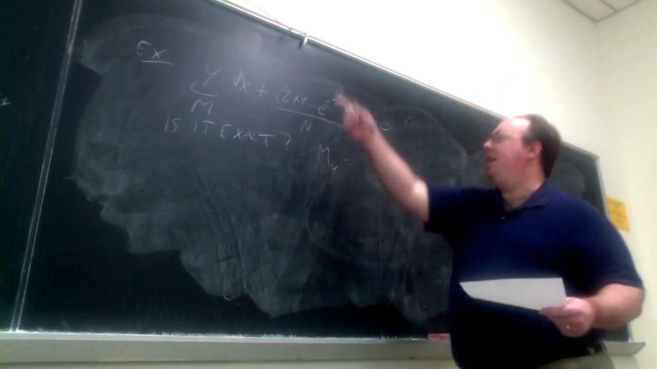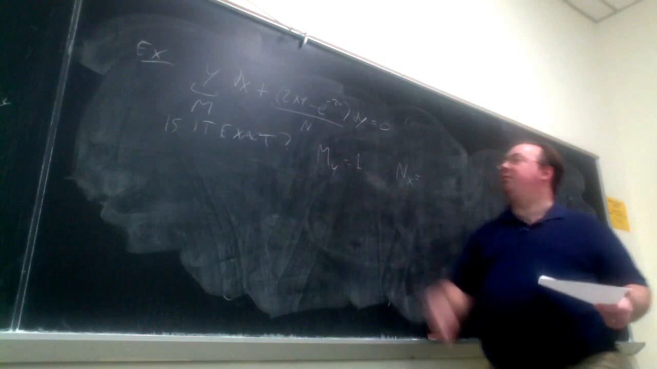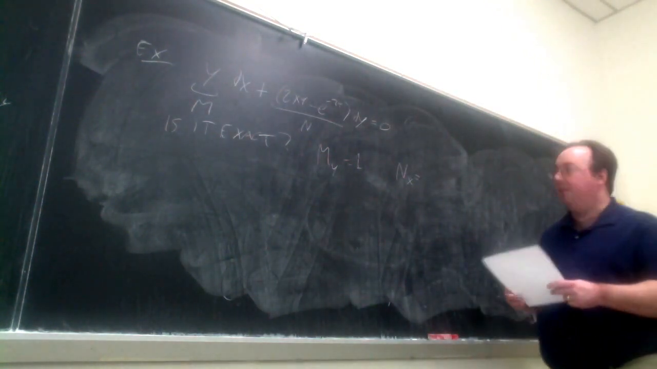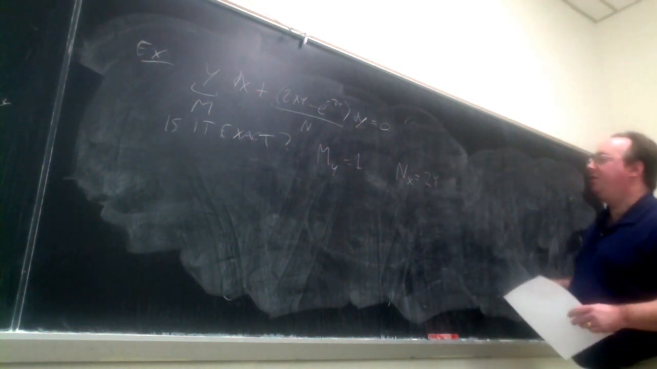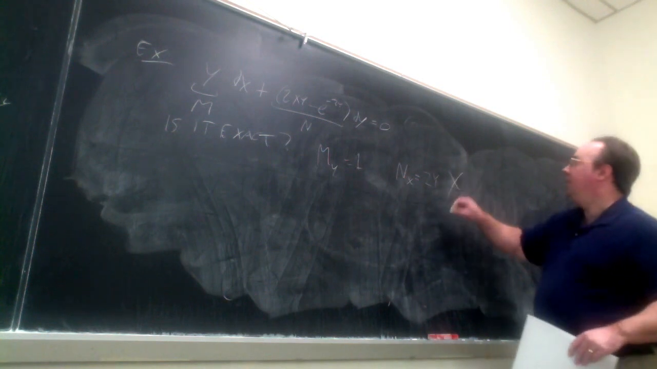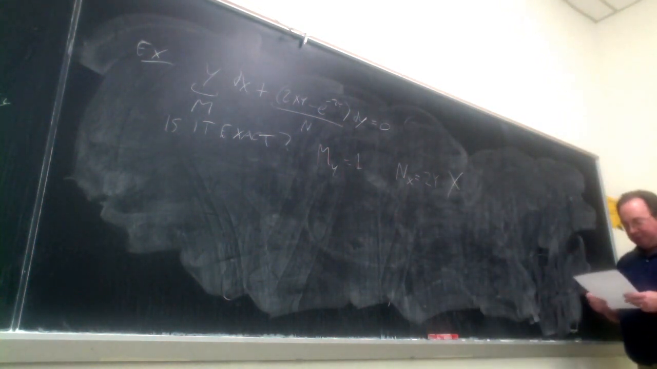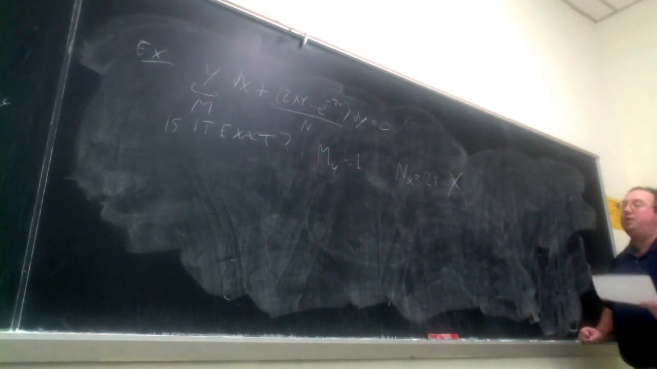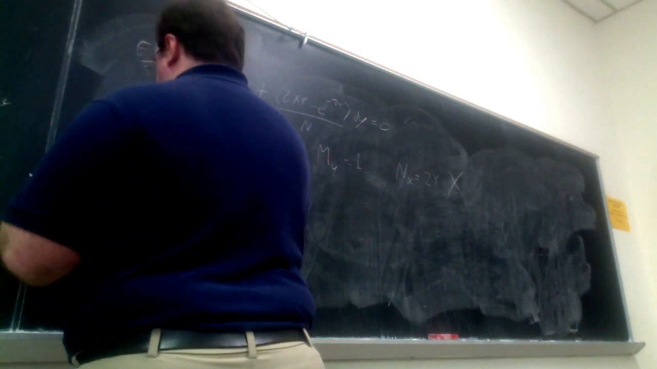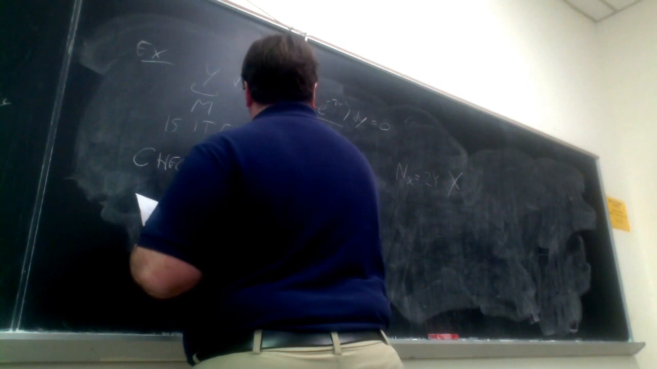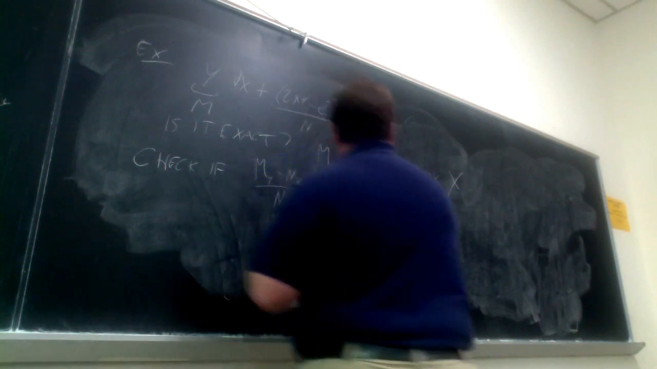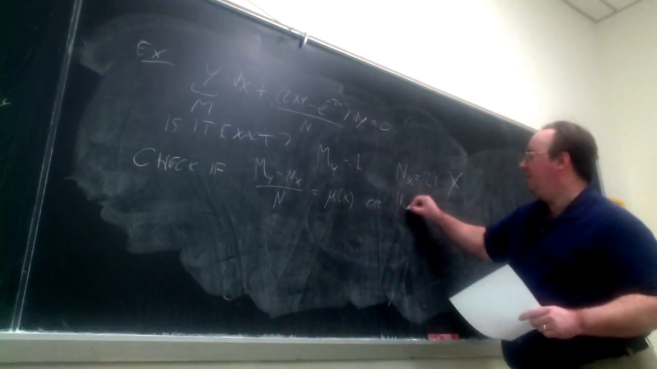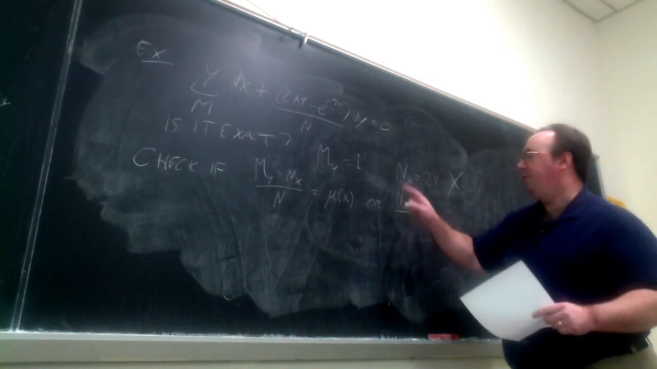The derivative of this with respect to y is going to be 1. And the derivative of this with respect to x is y, since y is considered a constant in this case. So these do not match, as expected, so we need an integrating factor. We check if (M_y minus N_x) over N is a function of only x, or if you negate the numerator and divide by M instead of N.